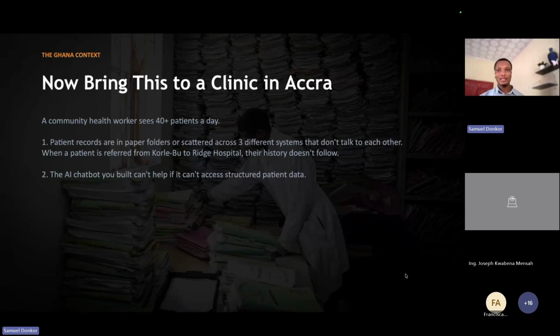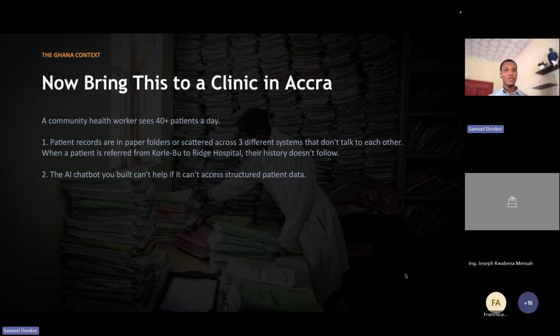So let's say, in a clinic in Ghana, right? Let's take a clinic in Ghana, for example, and let's say they average, let's say, 40 patients a day, right? So one, the fact of the matter is that the patients' records are in paper folders or scattered across three different systems that don't talk to each other, right? So they are paper-based systems, and also there are records on a computer system that no one even knows what goes into it and what comes out. And when the patient is referred, for example, to Korle Bu or another hospital, their history doesn't follow them, right? They're all stuck in silos, right?